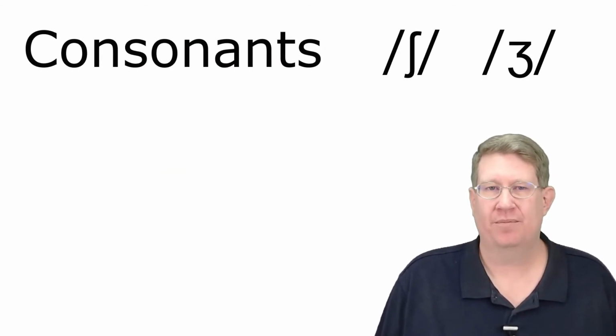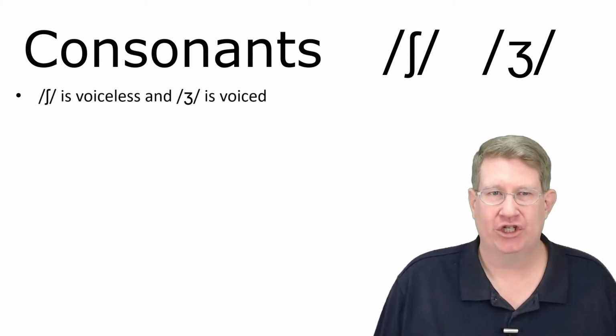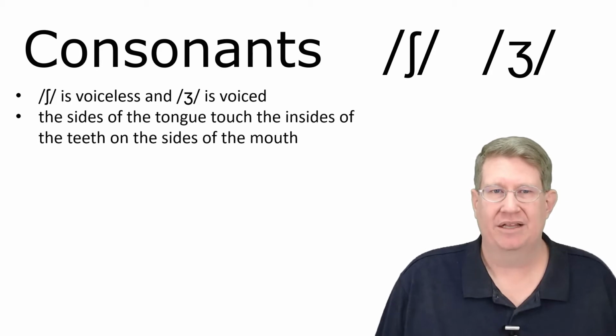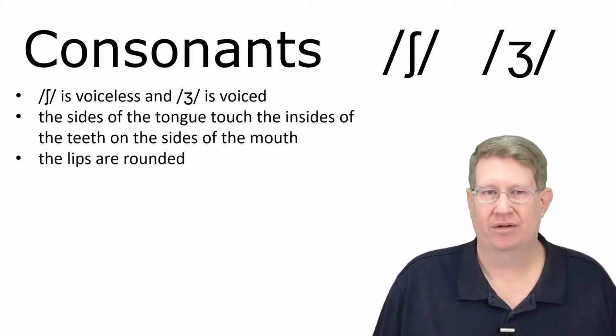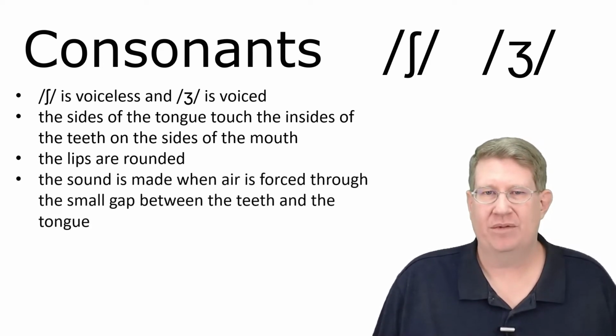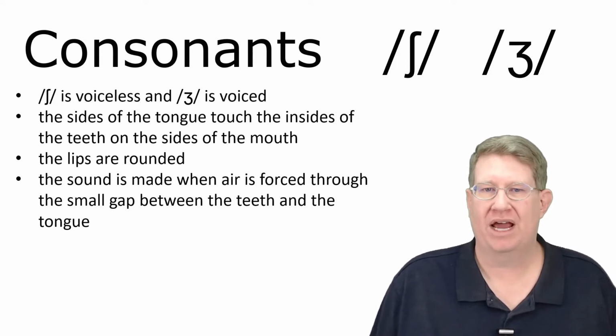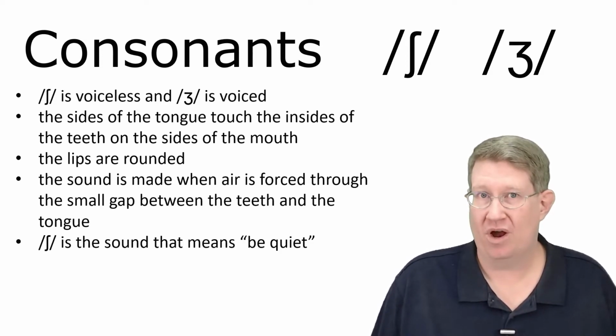Sh and zh are paired consonants. Sh is voiceless and zh is voiced. The sides of the tongue touch the insides of the teeth on the sides of the mouth. The lips are rounded, like that, and the sound is made when air is forced through the small gap between the teeth and the tongue. Sh is the sound that means be quiet.